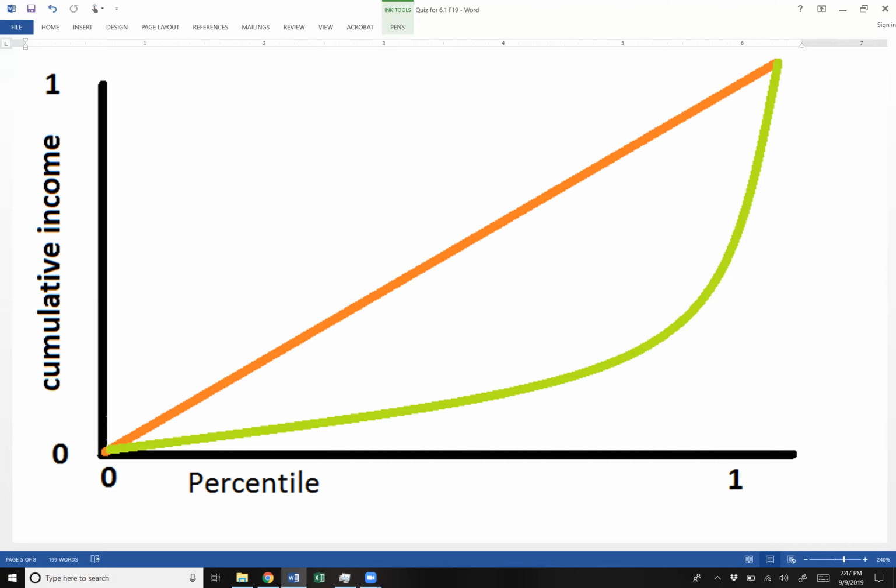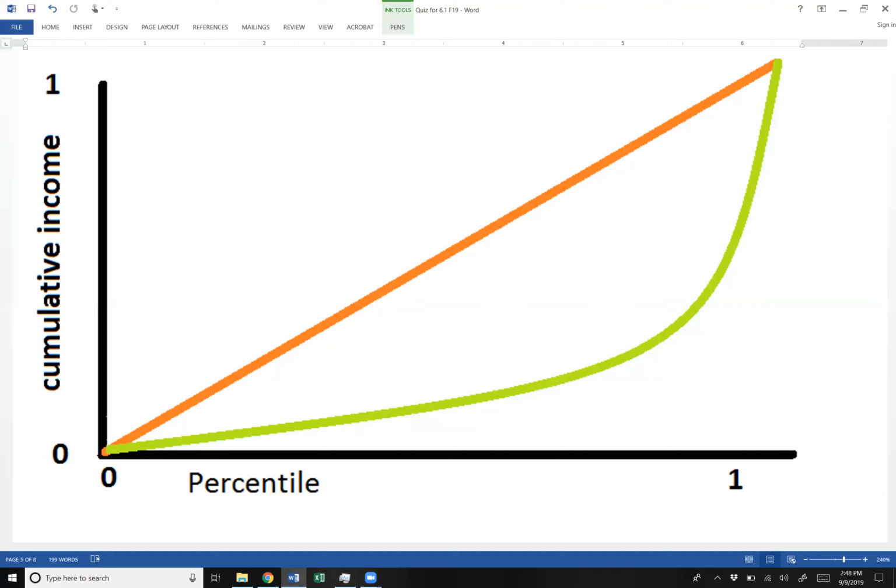So what you do is you line up people from the least income to the most income, and then you look at their percentile. So in this particular case, the 50th percentile, the median person, up until then, the lower half of the people, would only have, it looks like, maybe 15% of the income. It's cumulative. So even the bottom 95th percentile only has about a third of the income.